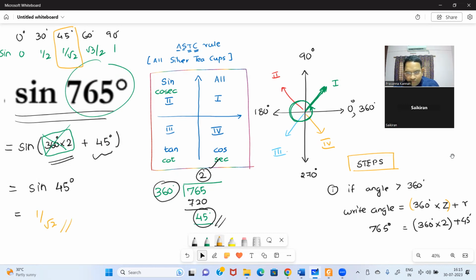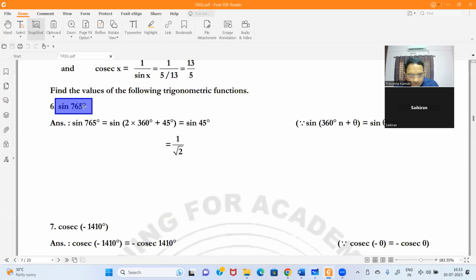If you want, you can take a screenshot of this. Anyway, I'll share the recording also, but you can take the screenshot. So you can see, sine 765, what is the answer? 1 by root 2. Clear now? Okay, good.